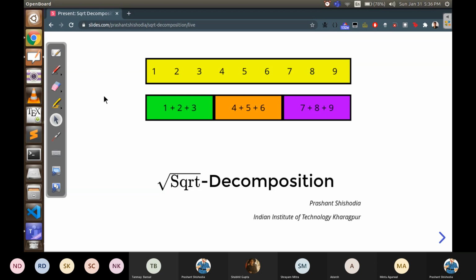So today we'll discuss square root decomposition. The essence is clear: you have something and you divide it into blocks, and you deal with each block at a time.